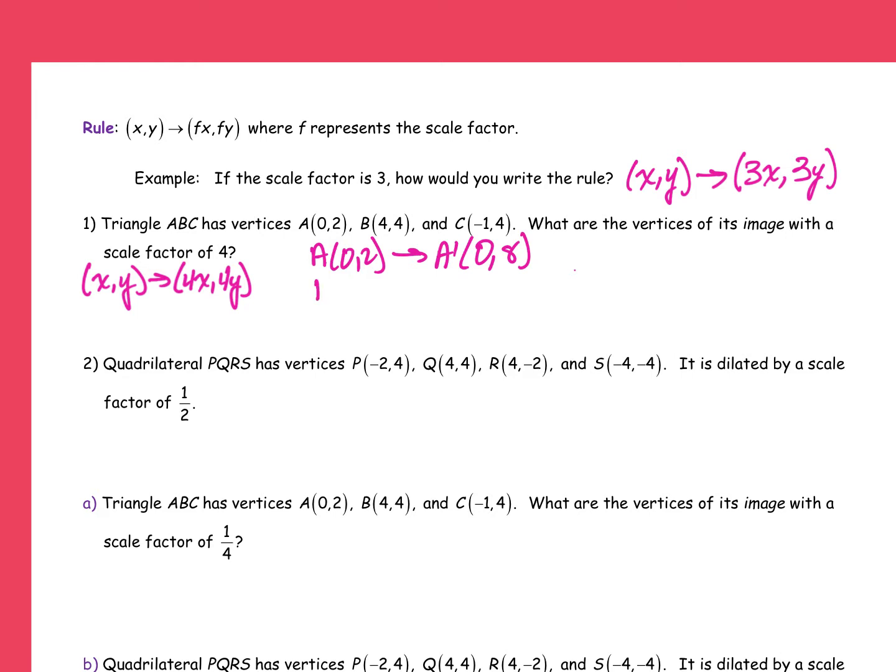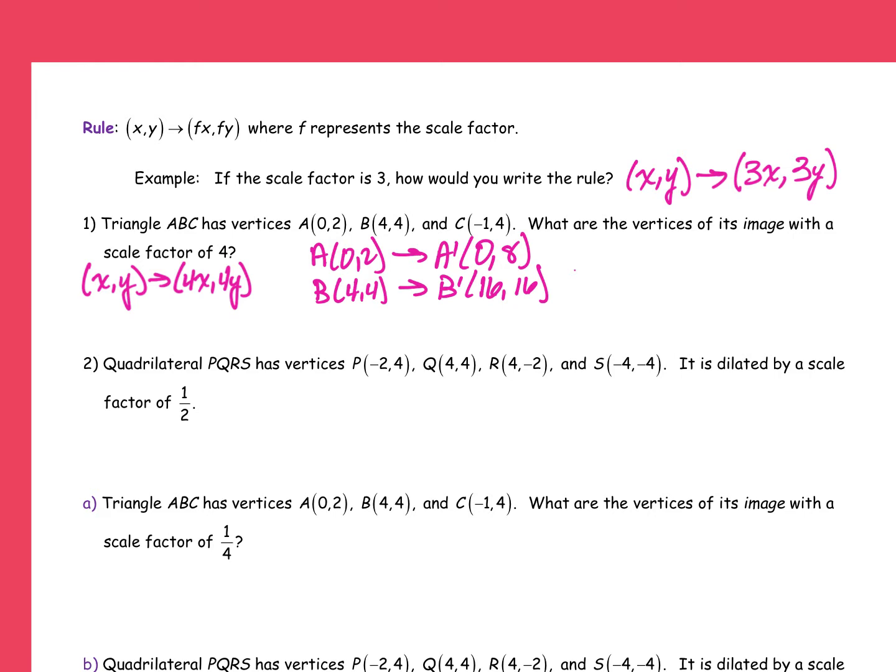Same thing. So B is (4, 4). And it becomes B prime, which is what? What do I do? I take my point, and what do I multiply it by? 4. So what's 4 times 4? 16. Good. So what's my point? 16, 16. Beautiful. Yeah, I'm multiplying both the x and the y by 4. Each one is by 4.